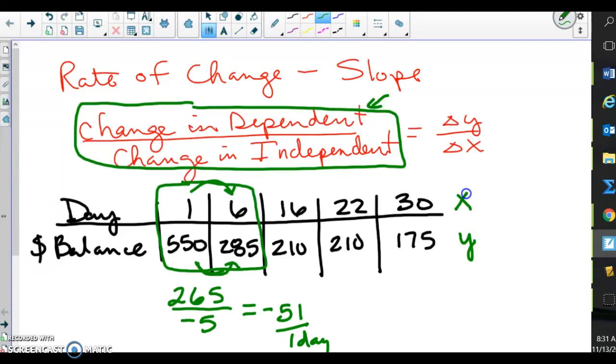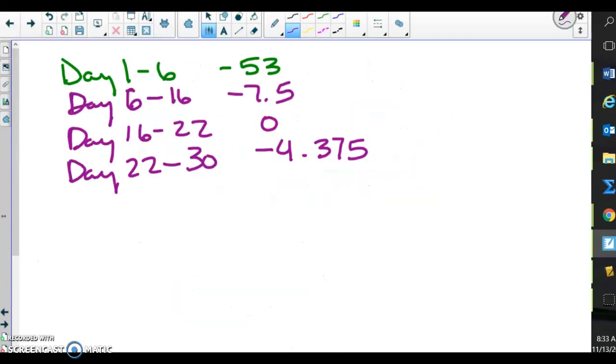And we would continue, as per the directions, to find the rate of change for each set. We would go from 6 to 16, 16 to 22, and 22 to 30, finding 1, 2, 3, 4 different rates of change. So please go ahead and finish check it out problem number 1 and come right back here and I'll show you the solutions. So we can take a look at all of these rates of change. The final question was, during which time interval did the balance decrease at the greatest rate? And we can see that day 1 to day 6 at negative $53 per day would be the greatest decrease.